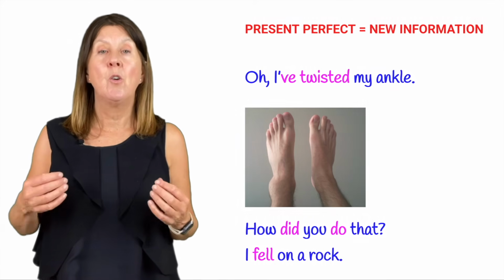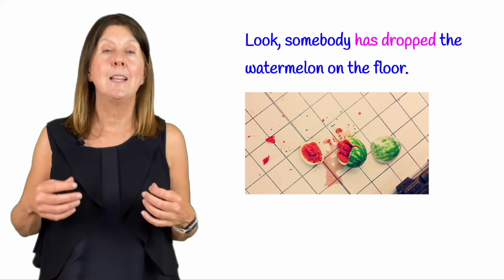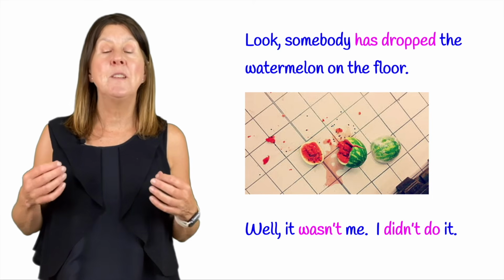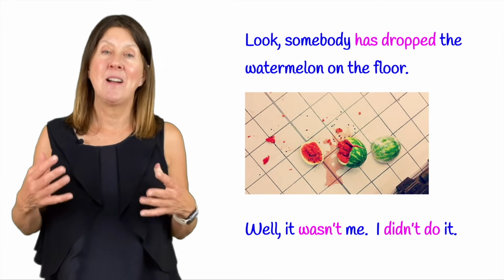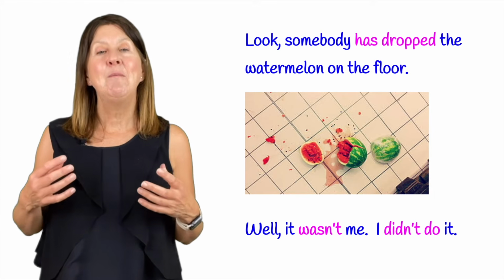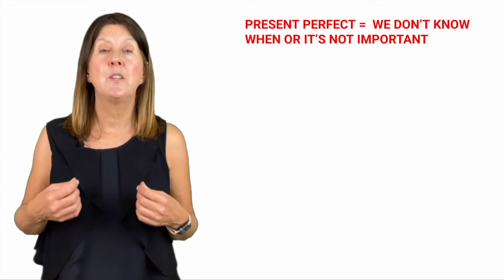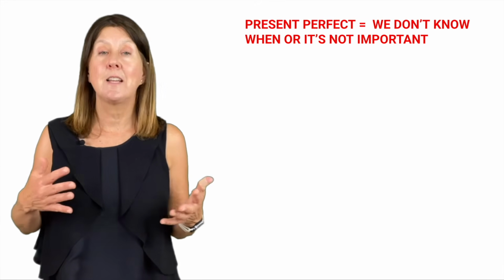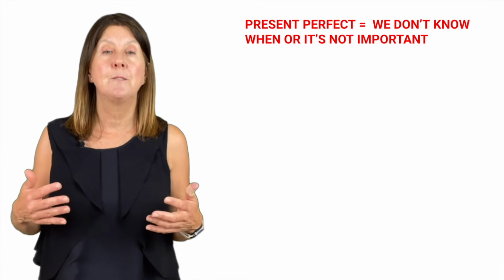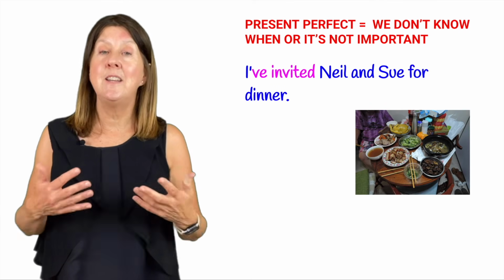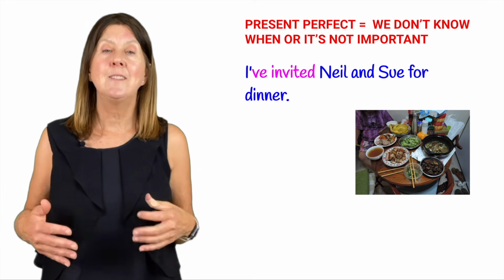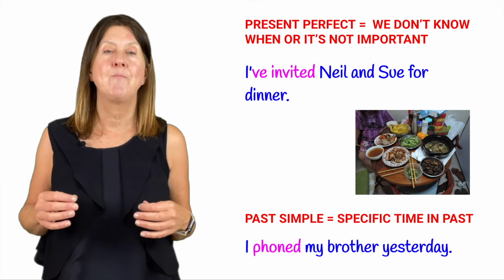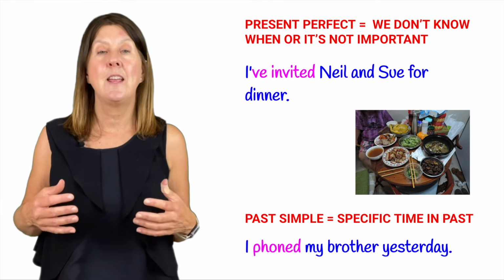Past simple. Or, look, somebody has dropped something on the floor. Present perfect. Well, it wasn't me. I didn't do it. Past simple. In British English, we use the present perfect to talk about an action or situation in the past when we don't know the exact time or it isn't important. I've invited Neil and Sue for dinner. Whereas we use the past simple to talk about a specific time in the past. I phoned my brother yesterday.